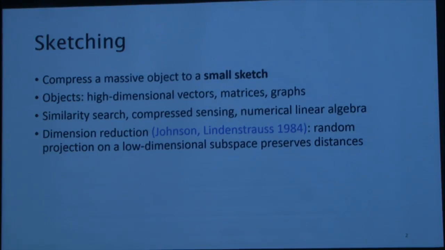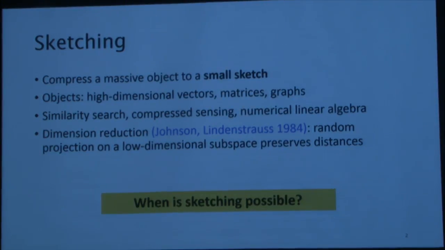we'll be focusing on. And the general, very vague question is to ask: when is sketching possible? When can we do it, and what are the limits of sketching? Okay, so let me start with the actual application.